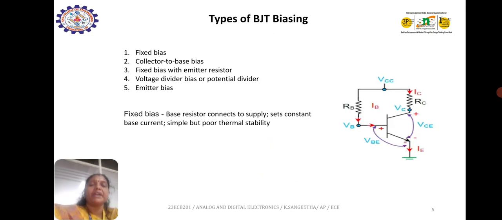So the next one is biasing. Types of biasing. There are 5 types of biasing: fixed bias, collector to base bias, fixed bias with emitter resistor, voltage divider bias or potential divider, and emitter bias. We will see one by one. First one is fixed bias. It is a simple circuit, but it gives poor thermal stability. Why it is called fixed bias: a base resistor, that is RB, is connected to the supply to set the constant base current. So it is simple but has less thermal stability.